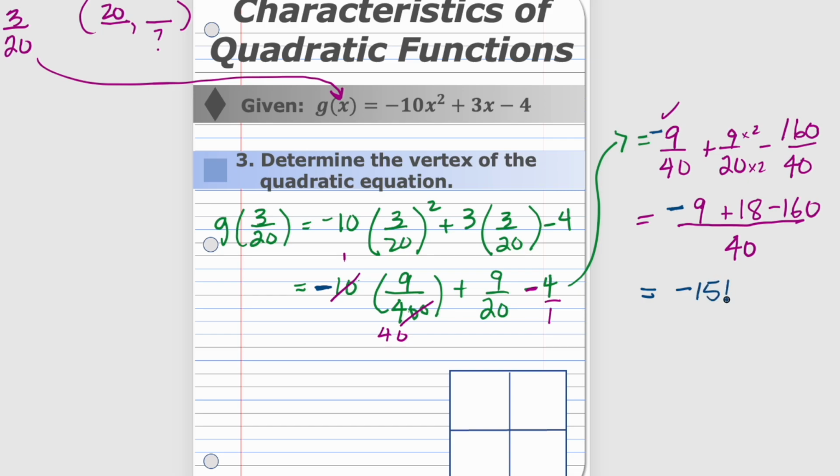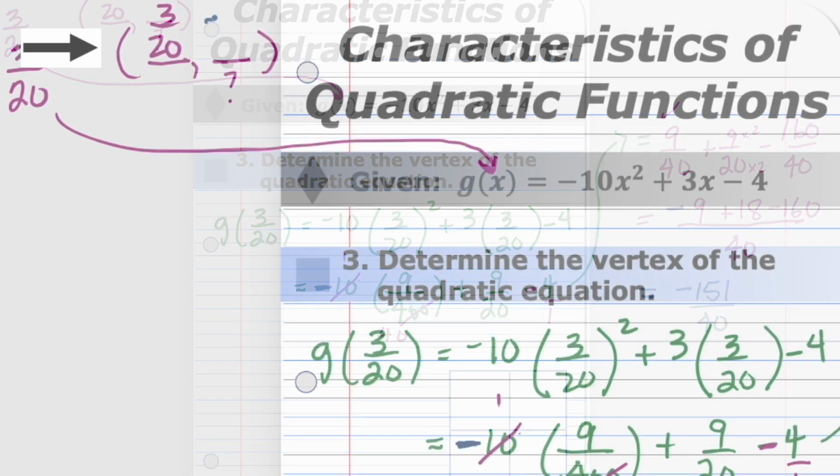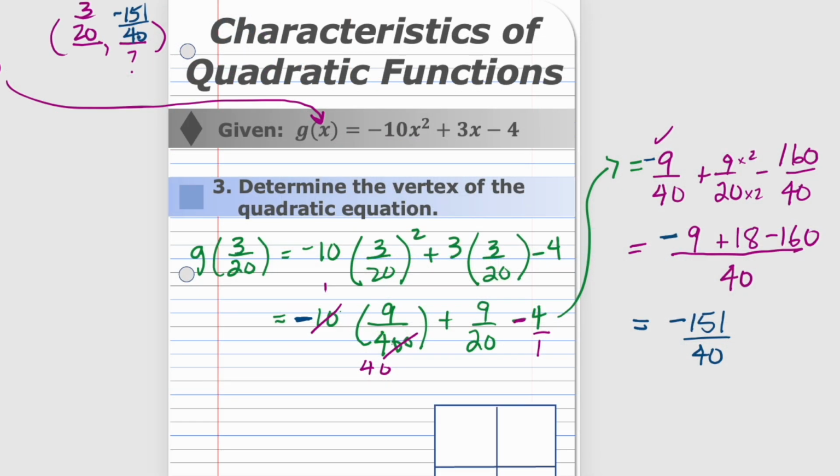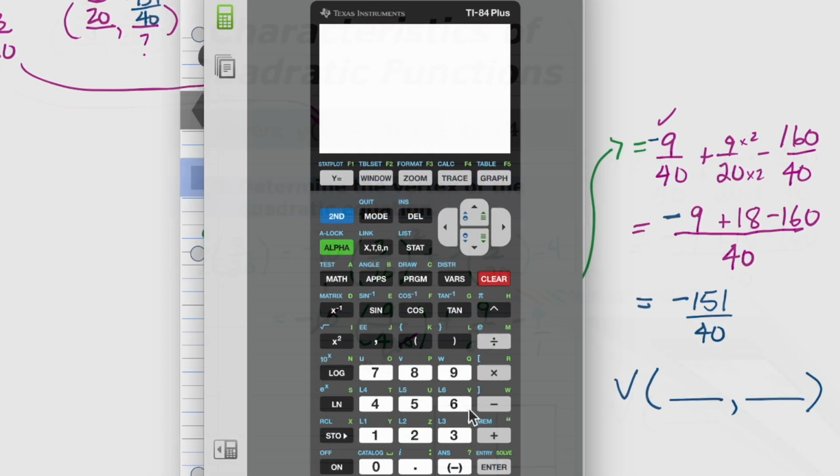Negative 151 over 40 is the output, or the y value. Negative 151 over 40 is the y value for the vertex. And we're done.